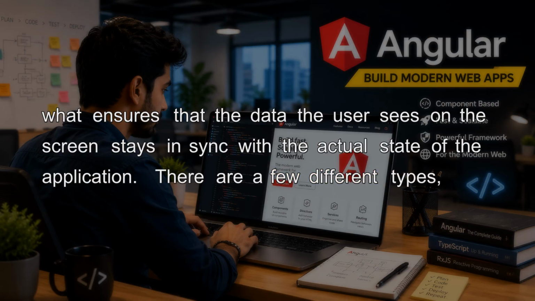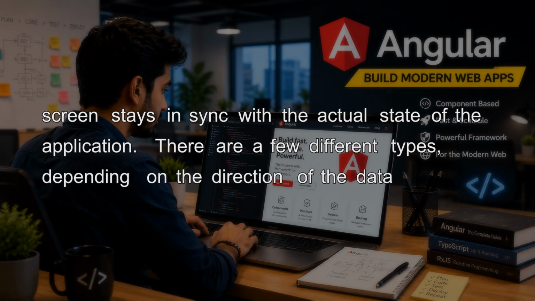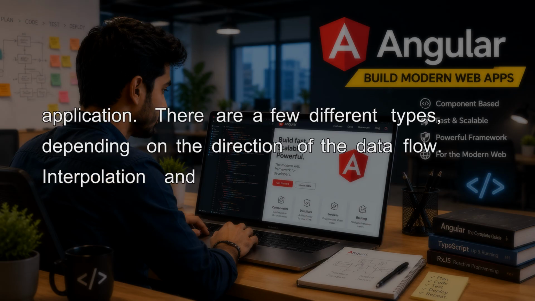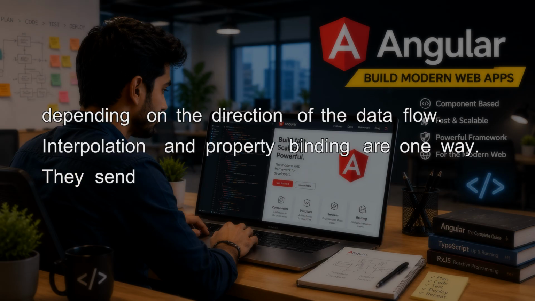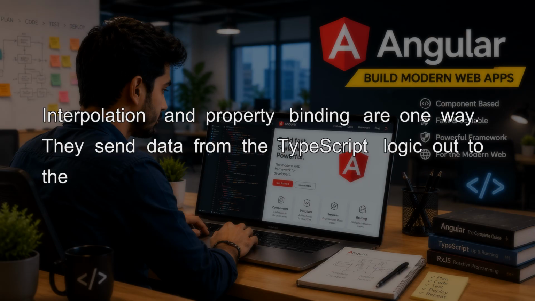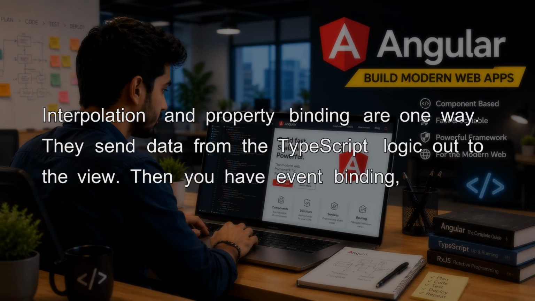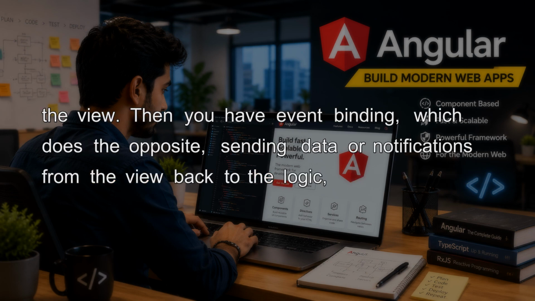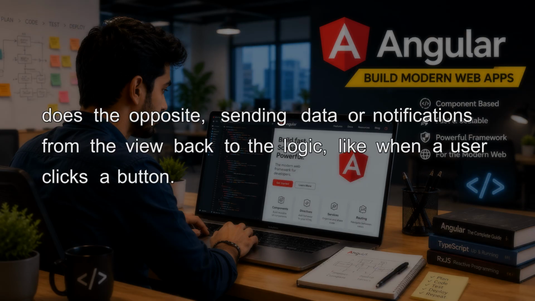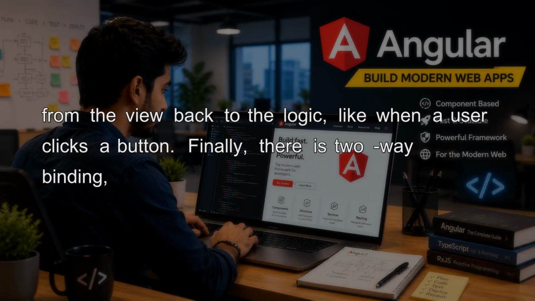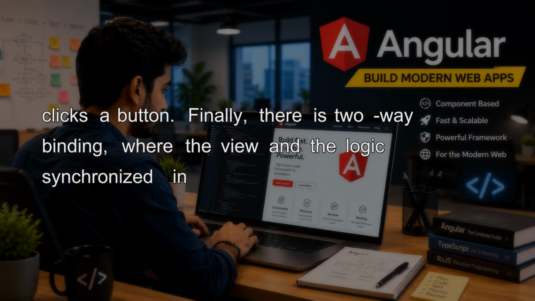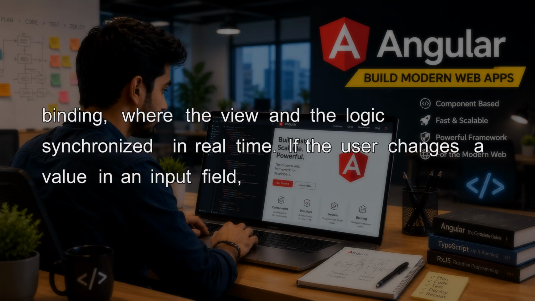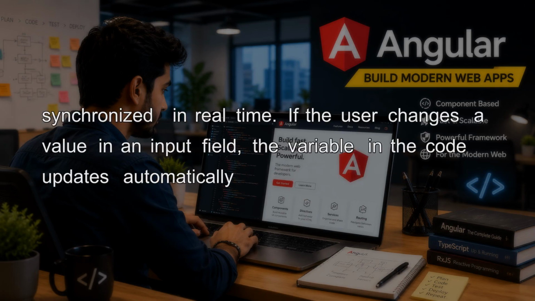There are a few different types depending on the direction of the data flow. Interpolation and property binding are one way. They send data from the TypeScript logic out to the view. Then you have event binding, which does the opposite, sending data or notifications from the view back to the logic, like when a user clicks a button. Finally, there is two-way binding, where the view and the logic are synchronized in real time. If the user changes a value in an input field, the variable in the code updates automatically and vice versa.